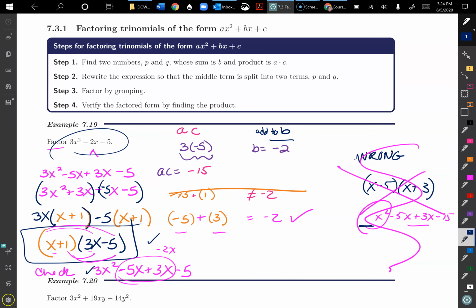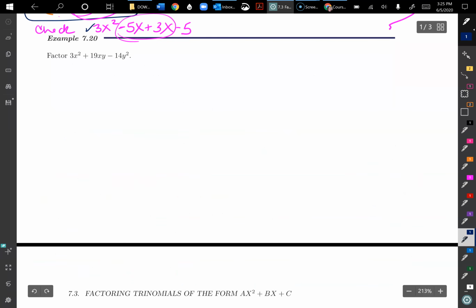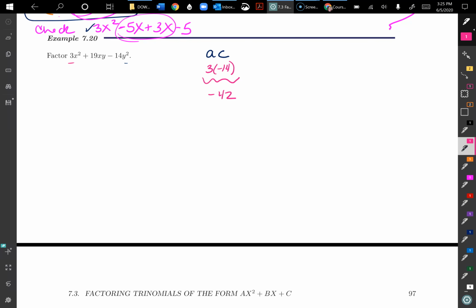Now this one's a little trickier, example 7.20, because we have the y squared thing on the end. It's the same kind of process, but you have to account for that y also. So we're going to have ac would be the 3 times negative 14. So that comes out to be negative 42. Okay, so I want factors of negative 42 that add up to 19.